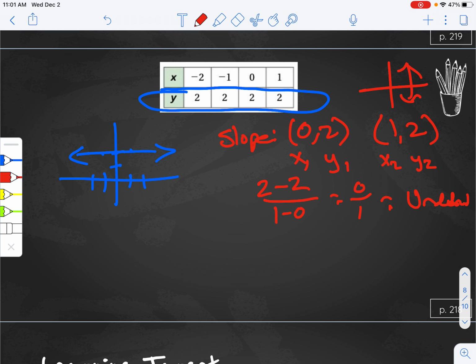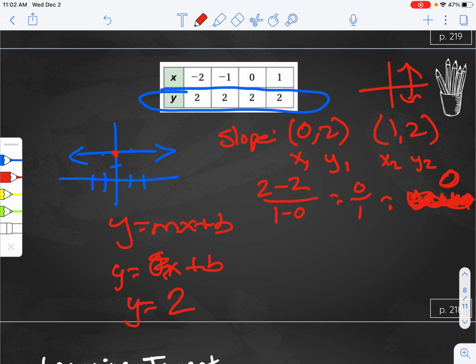So 0 over 1, that doesn't work. So we don't have a slope necessarily, but do we have a y-intercept? So if we're writing our equation, y equals mx plus b, oops, I'm sorry, this is 0, not undefined. That is 0. So we know that y equals our slope, 0, times x, so that's going to be 0. But can we have our plus b value? Well, it crosses the y-intercept at 2. So for this one, the equation would be y equals 2.